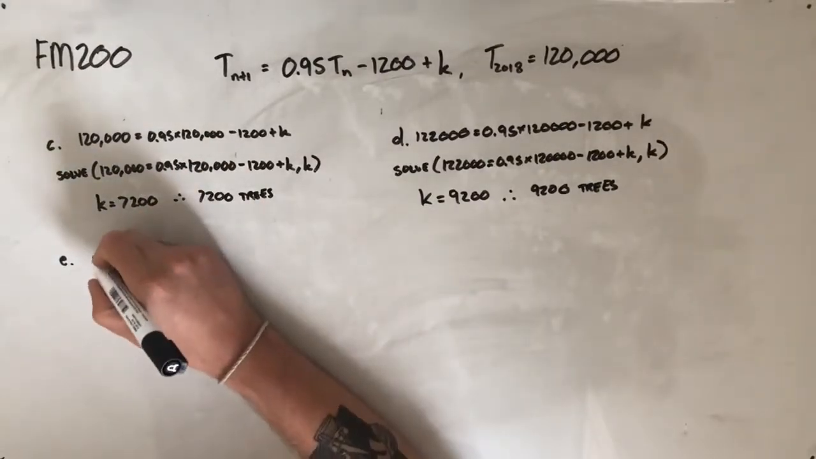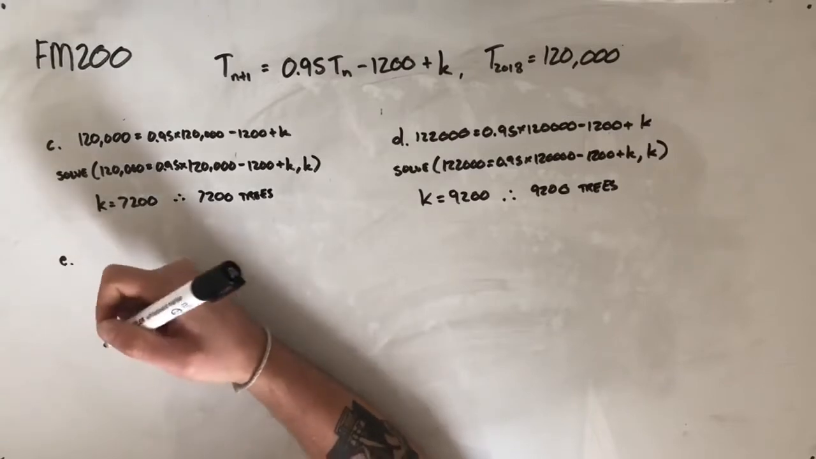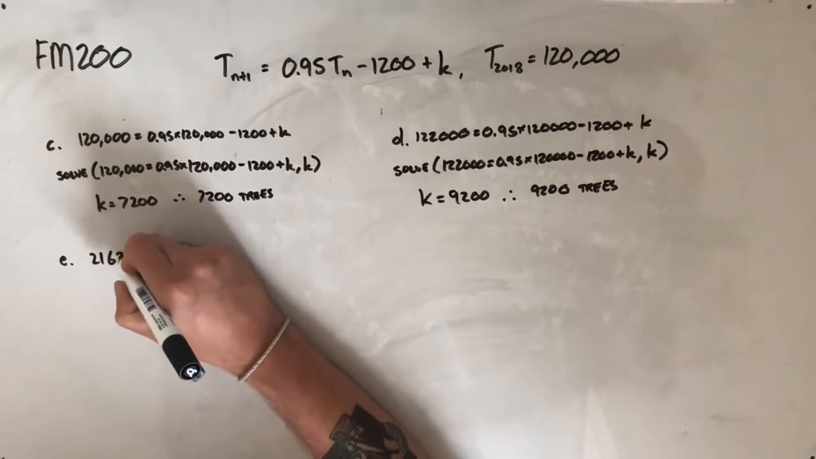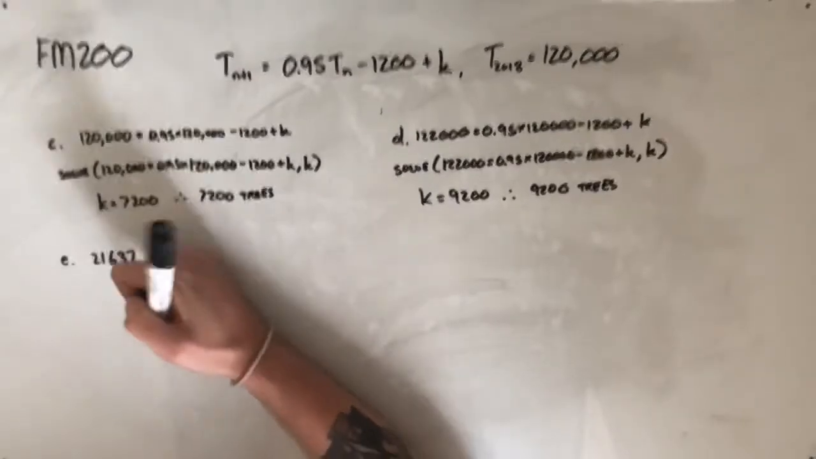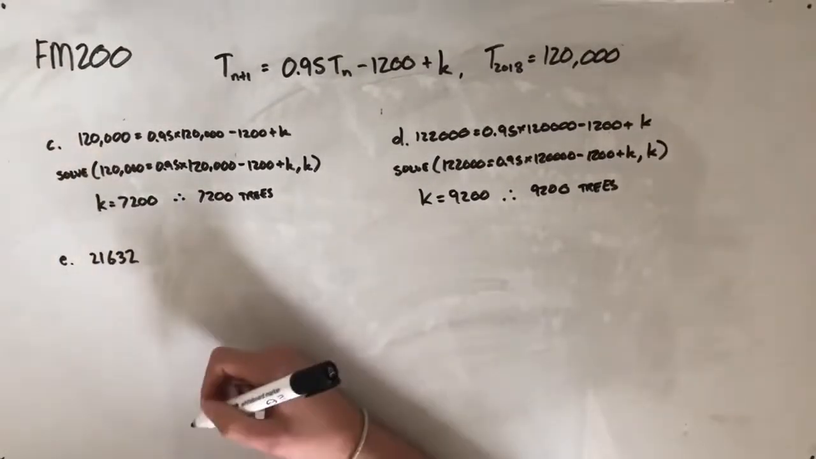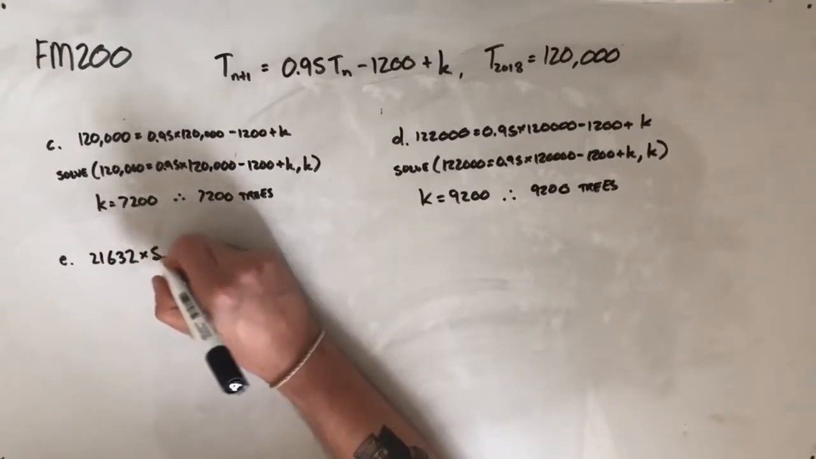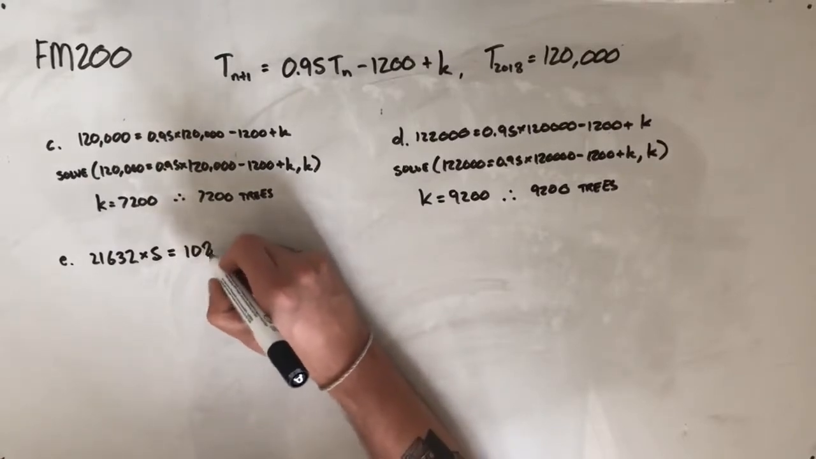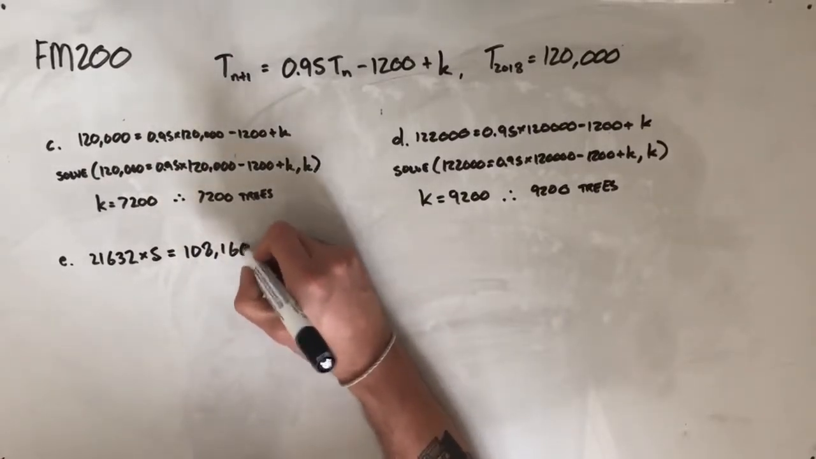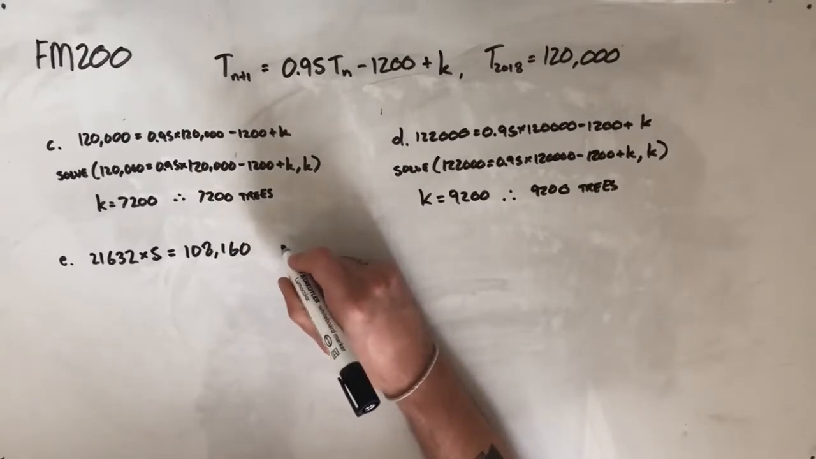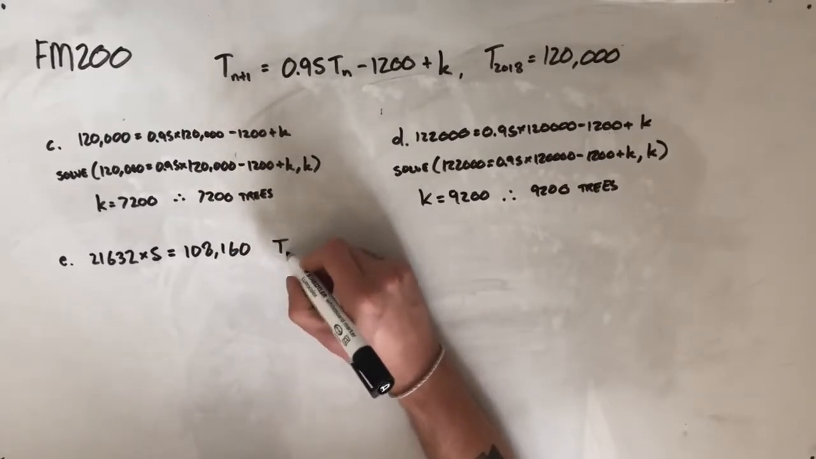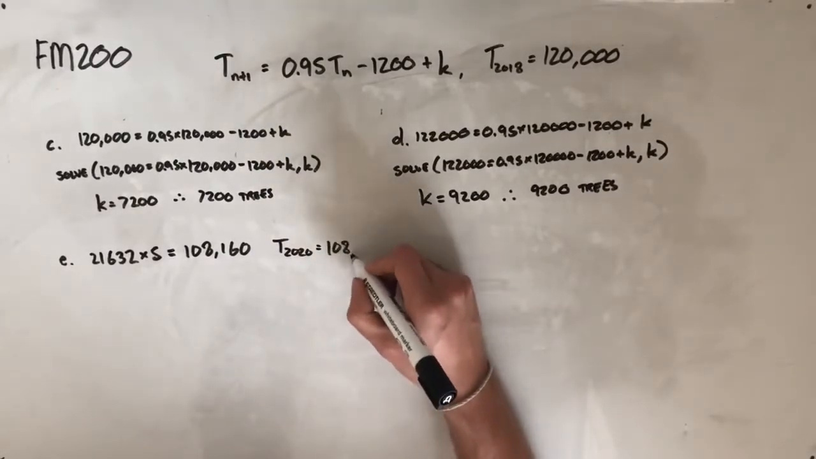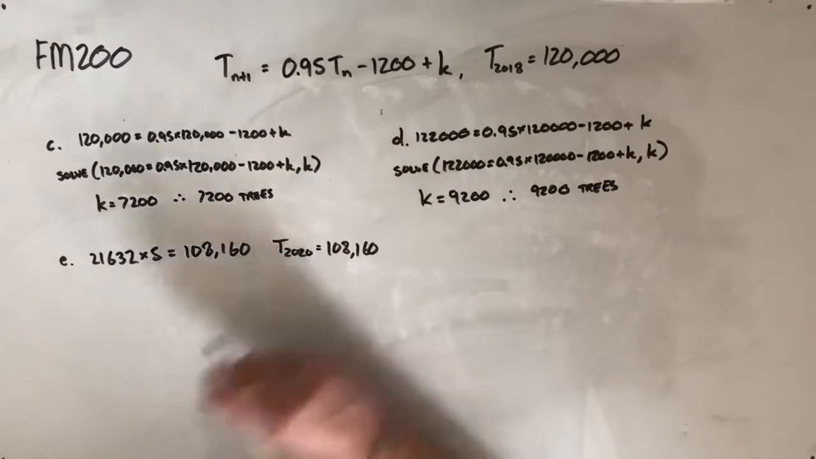So we know that in 2020, from our answer to part B, I believe, we're going to have 21,632 squirrels. So the minimum number of trees that we need is 5 times that amount, which if we plug that into a calculator, we should get an answer of 108,160, which tells us that the number of trees that we're going to need in 2020 is going to be 108,160 at the minimum.